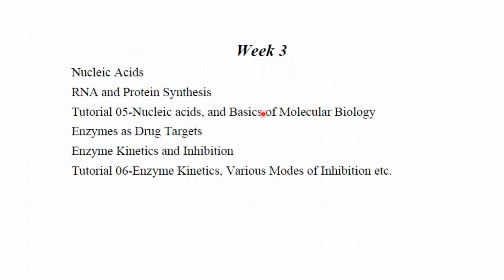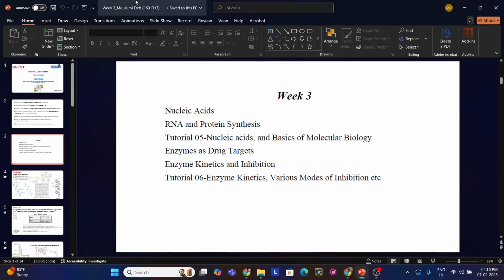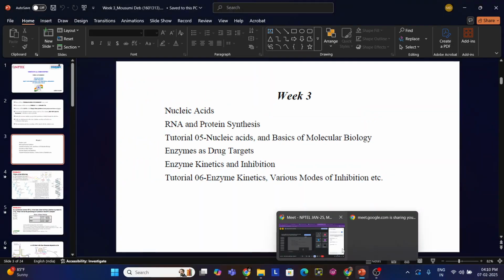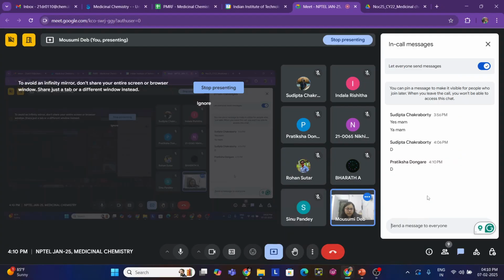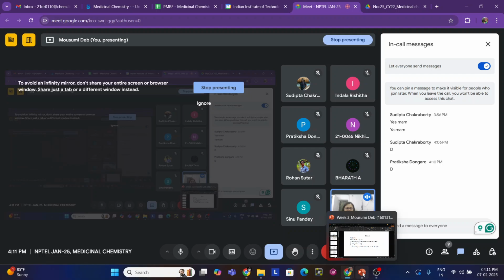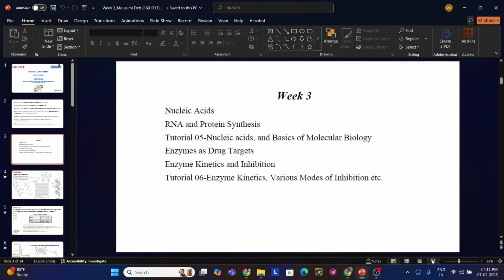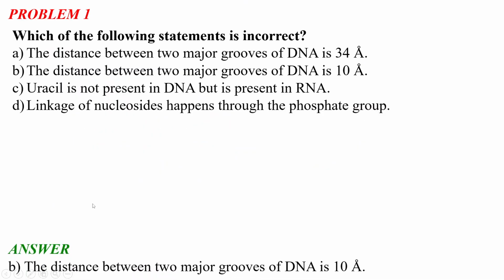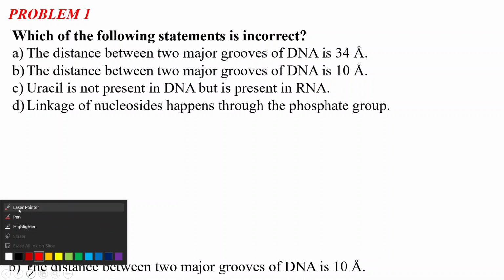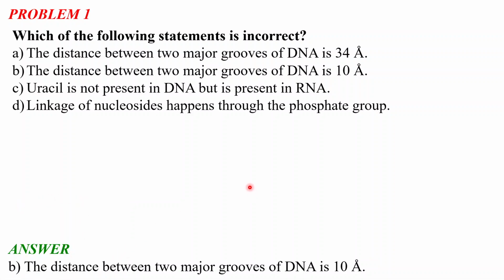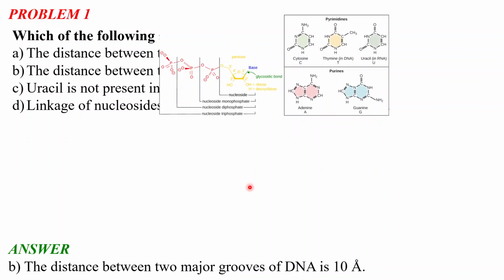Okay, let me check the chat box a final time and then I will show you the answer. I think I have received another answer which says it's number D. Now let me check if number D is the correct answer for this question. The correct answer for this question is number B. The statement "the distance between two major groups of DNA is 10 angstrom" is incorrect.